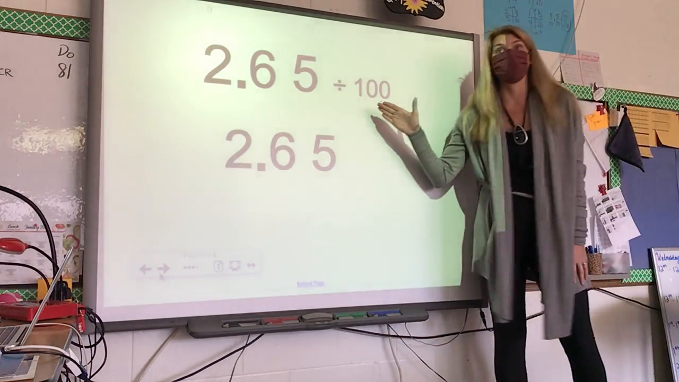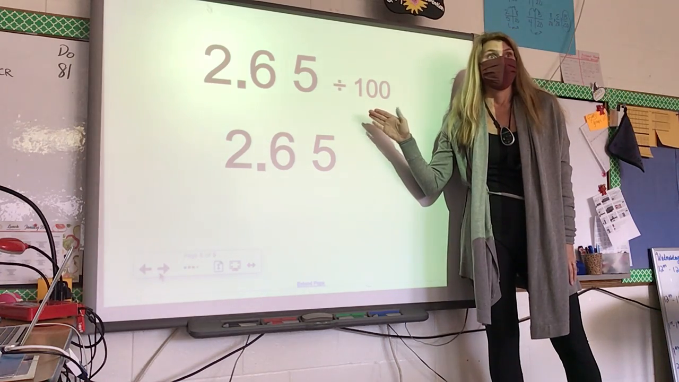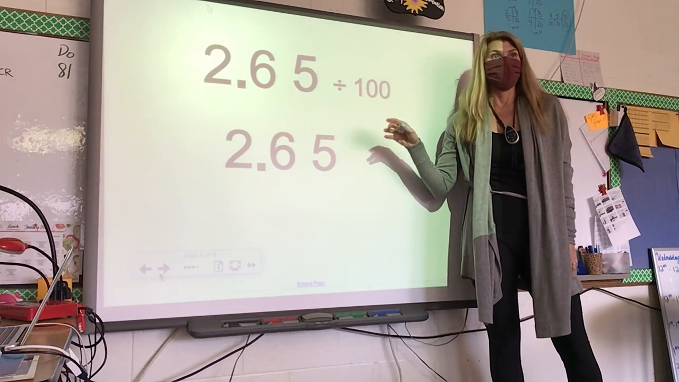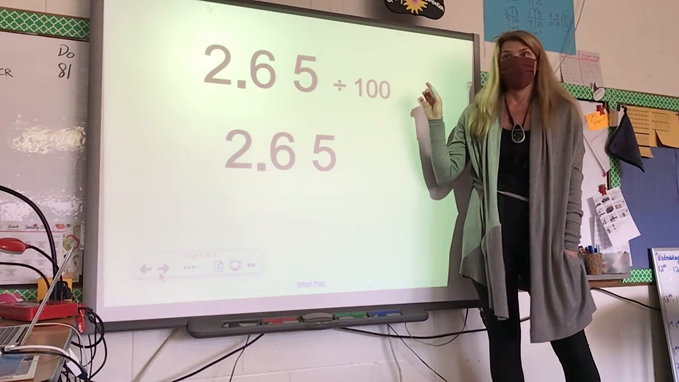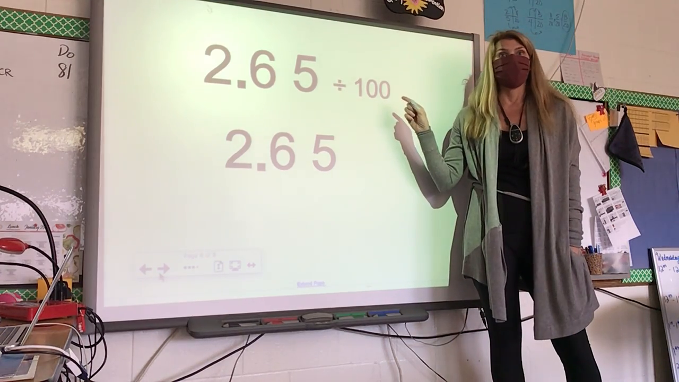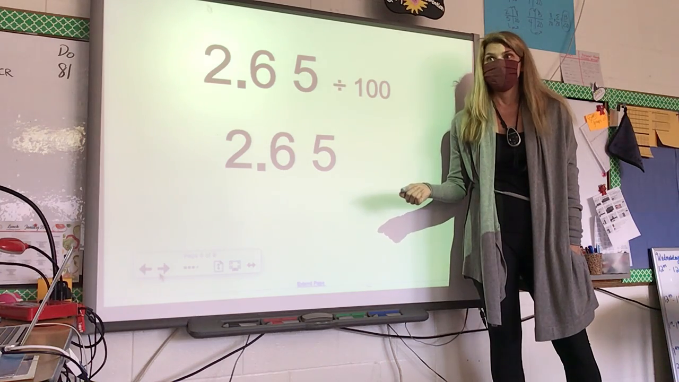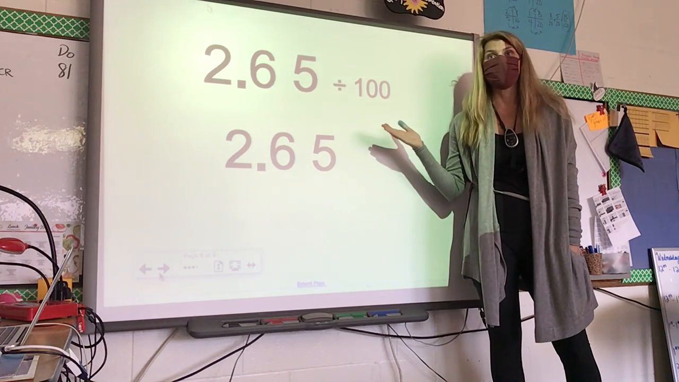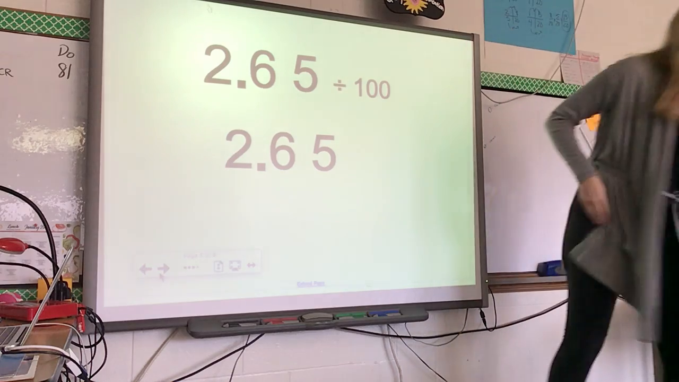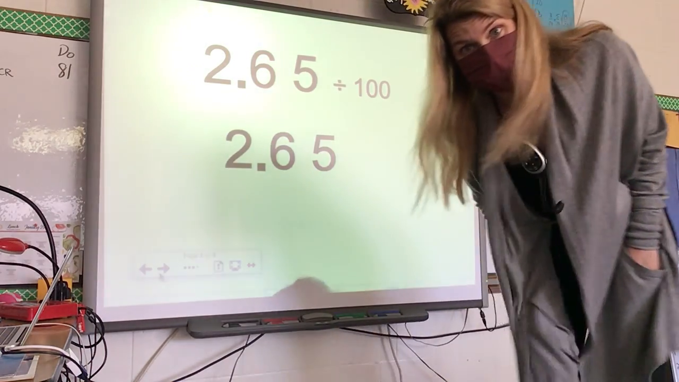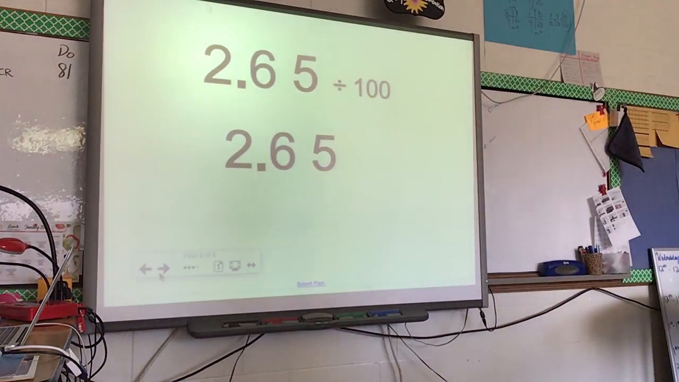Now we're dividing by 100. Wow, got some animal sounds going on in here. Write down your prediction. Are you seeing this pattern? It needs to decrease by 2 place values. I'm going to walk around because I see kids not writing. It's going to be weird.